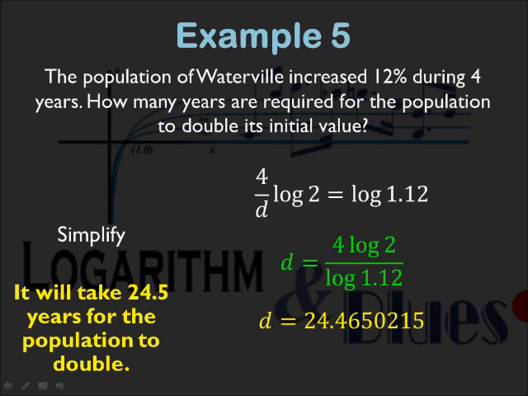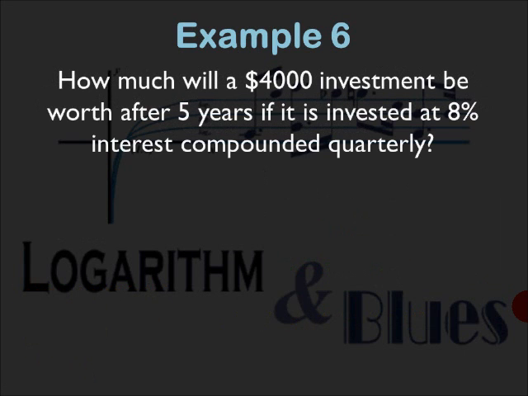All right. Let's try number 6. How much will a $4,000 investment be worth after 5 years if it's invested at 8% interest compounded quarterly? All right, so we're back to the original formula that we learned first. Go ahead and try to solve this one. List the variables out. Find the one you don't know.